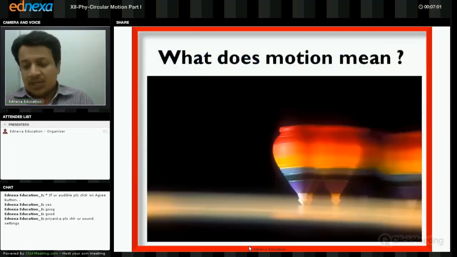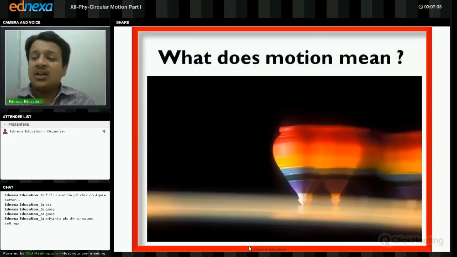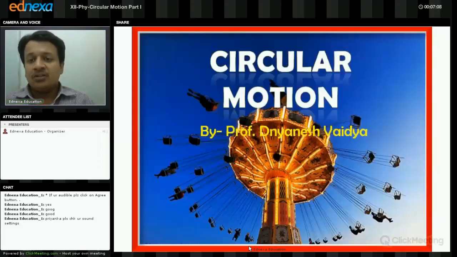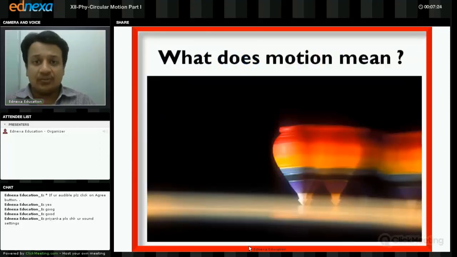But if you check this word, it consists of the word motion. So I want to discuss the complete part, that is circular motion. But before discussing circular motion, let's concentrate on the word motion. So the first question is on your screen. What does motion mean? This part we already discussed in 11th standard.